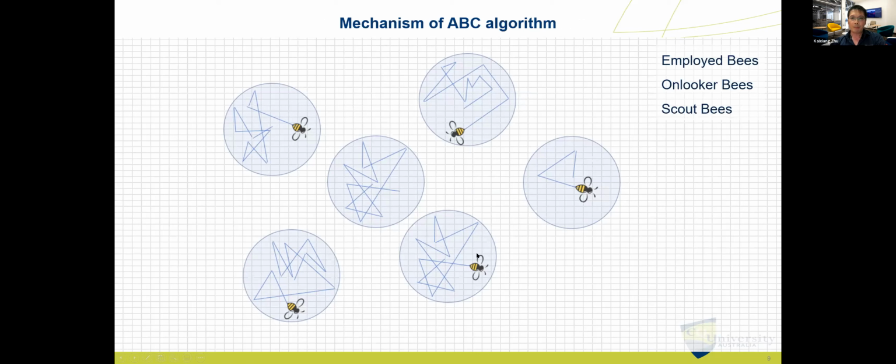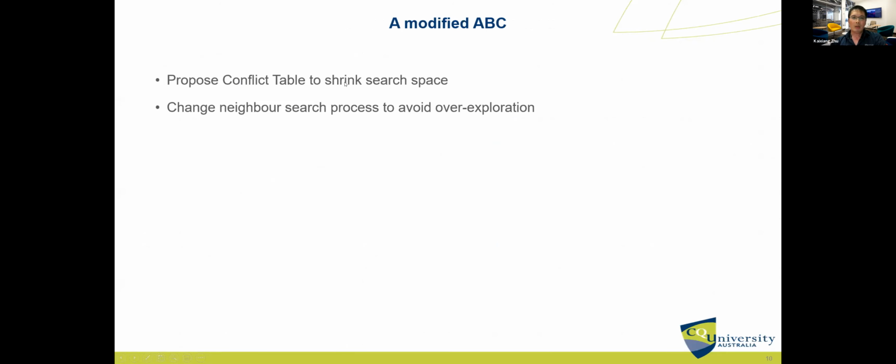We will populate multiple bees in the search space, and each bee will search its neighborhood area randomly. If, for example, this area has been explored too much, then this area will be abandoned, and the bee will be transferred to a scout bee for a new area. That is the basic concept. And I modified this ABC algorithm.